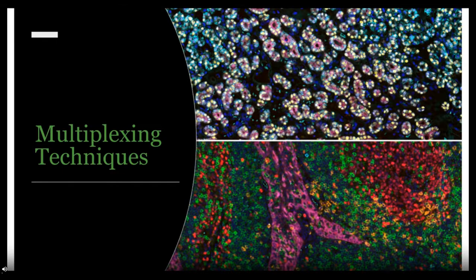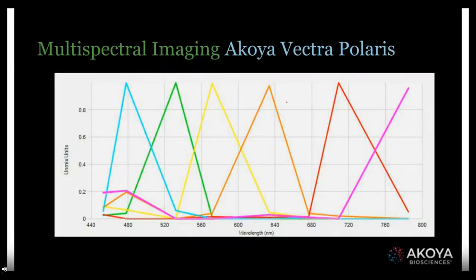So I'm going to start by talking about the Vectra Polaris workflow. I'm not going to go into too much detail, because I know that Mike Sarace has done this exhaustively in the past for us. But just briefly, the idea behind this technique is that we stain all of our markers on a single slide first, label them all with different fluorophores, and then we perform a single scanning step.